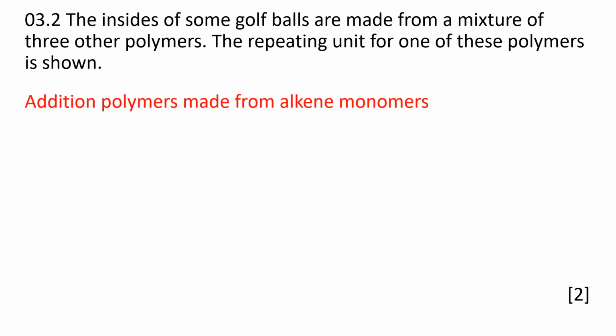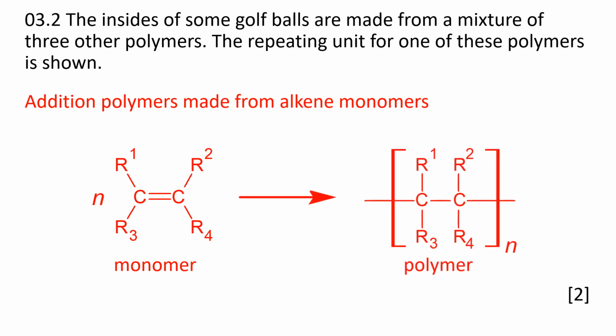Addition polymers are made from alkene monomers. Each carbon in the double bond can be attached to different atoms or groups. I have labelled these R1 to R4. Many monomer molecules come together to make a long polymer chain. The double bond opens up to make a single bond. One repeat unit is shown in brackets. N bonds go through the brackets to show that a bond will form to more repeat units.